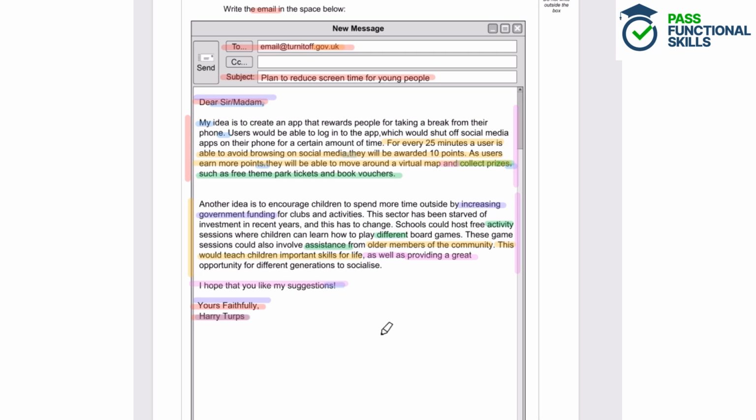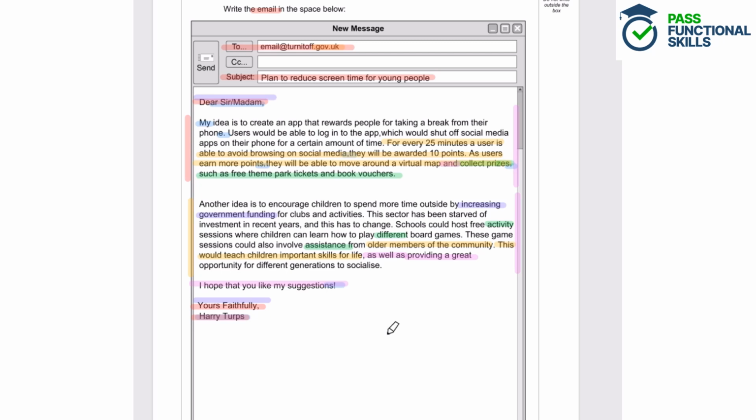We're writing in a really formal style. Because we're writing to the government, this is a group of professionals, so we need to remain formal throughout the answer. So there's no use of slang, no colloquial language, and there's no contractions like can't or won't. Instead, you would use cannot or will not in a formal answer.